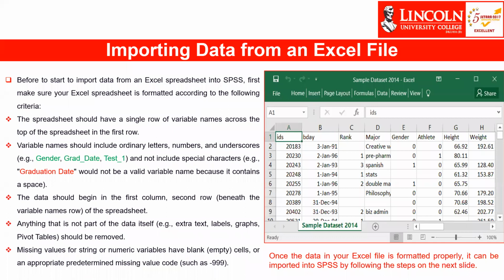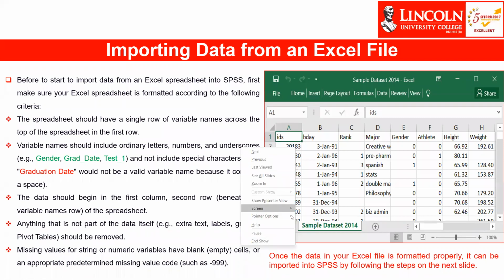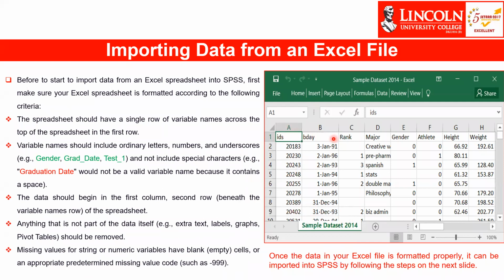The spreadsheet should have a single row of variable names across the top of the spreadsheet in the first row. Meaning that sometimes there's a way you can divide a cell into two, whereby you can split a particular cell into two. So make sure that your first row has single cells. Such a split doesn't happen, meaning that each of the cells of the first row are not split. That's the first condition that you must fulfill.